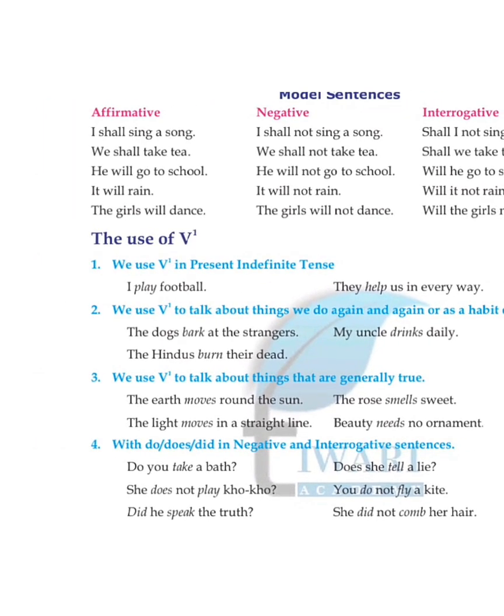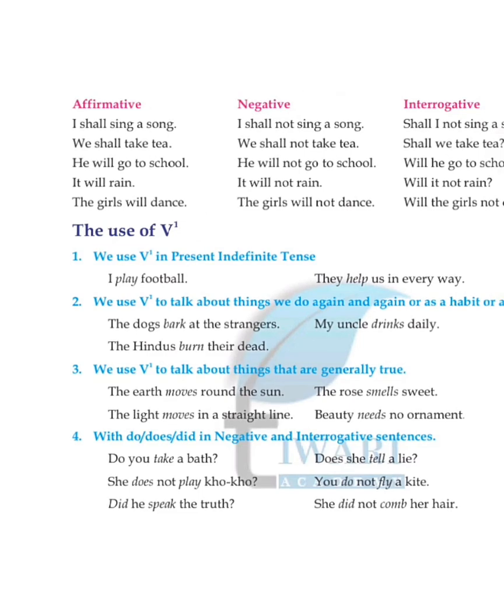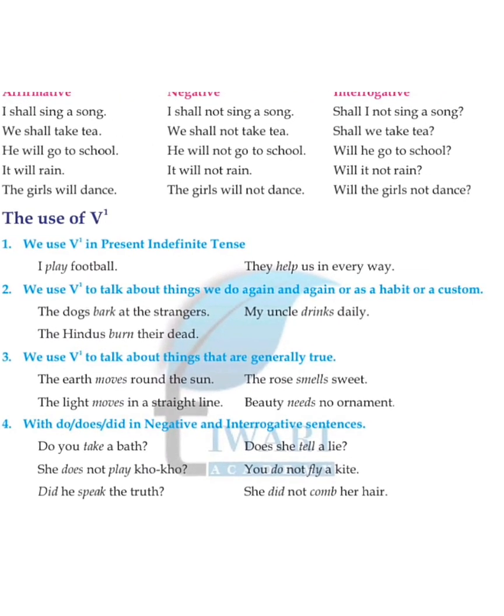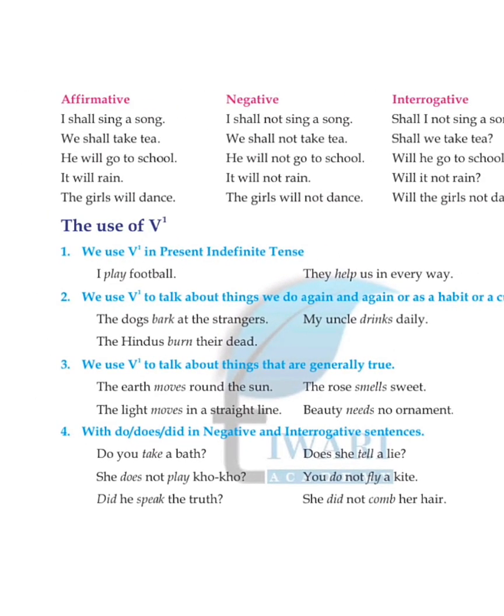We use verb first form in present indefinite tense. I play football. They help us in every way. So that's why we have to use verb one, because they and I are not third person. Okay, we want to talk about things we do again and again, or as a habit or a custom, for that we use this. The dog barks at strangers. My uncle drinks daily. The Hindus burn their dead.